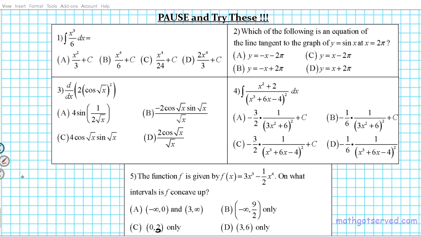So hopefully you had a chance to try the problems. So these are the answers. Answer to question number 1 is C. Answer to question number 2 is C. Answer to question number 3 is B. Answer to question number 4 is D. And answer to question number 5 is C.